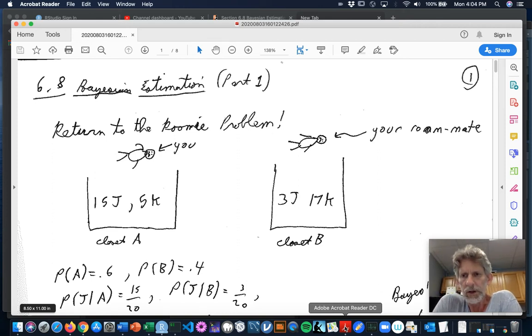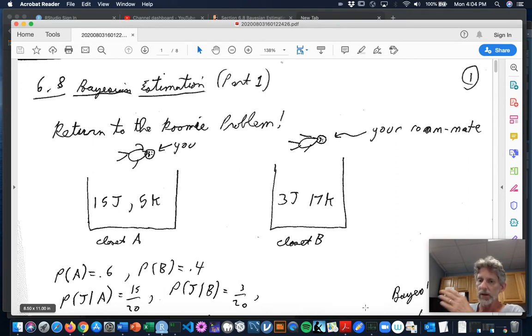Hey everybody, this is Dr. White, and we are now on the topic of Bayesian estimation. So I want to take you back to an example we used when we first introduced Bayes' theorem, way back in the first chapter. What I want to do is recast that example so that instead of talking in terms of the probability of events, it talks in terms of distributions of random variables. And then we'll be ready to hit Bayesian estimation in the way that the book presents it in chapter 6.